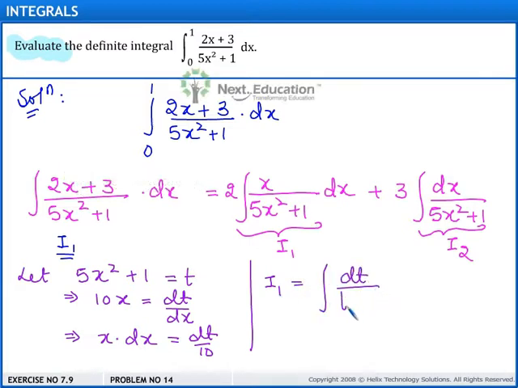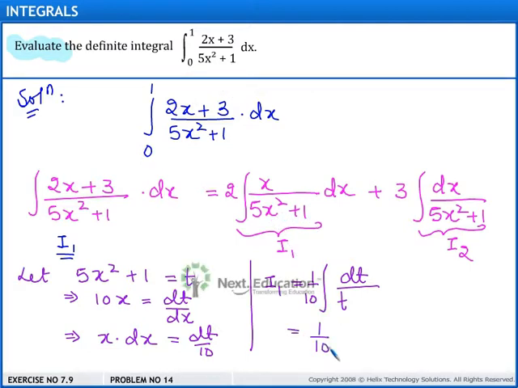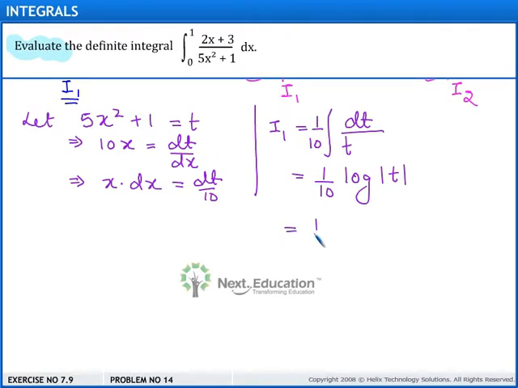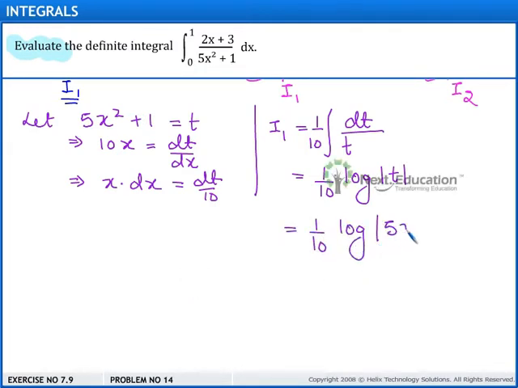dt upon 10, taking 1 upon 10 outside the integral. We have dt upon t, where t is equal to 5x square plus 1. So this can be written as 1 upon 10 log of mod t, that is 1 upon 10 log mod of 5x square plus 1.